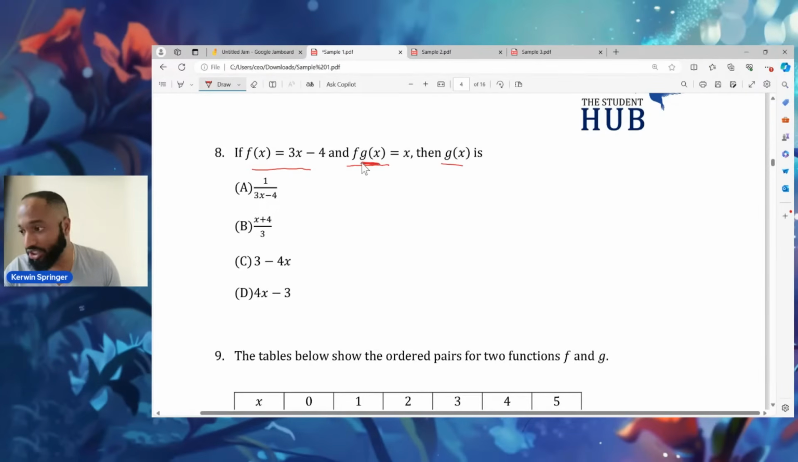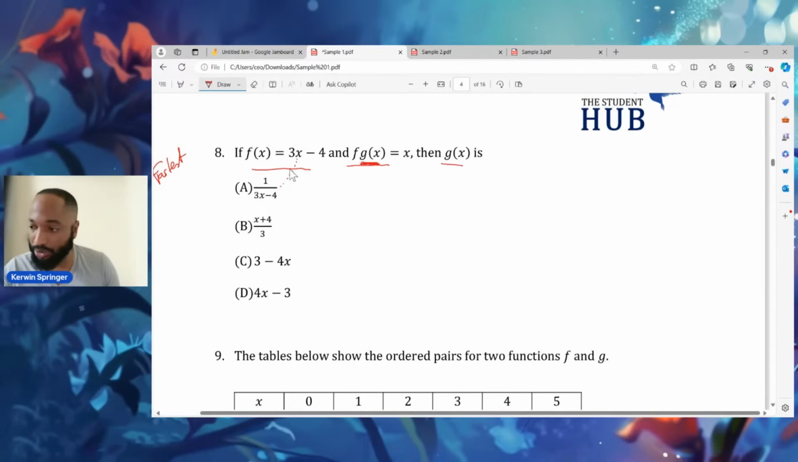Now, g of x means the g came first. We did g of x, then we substituted it into f, and we got x. So when we substitute g of x into x, we're supposed to get x. Well, I think probably the fastest method is the substitution method, where you just substitute the answer.